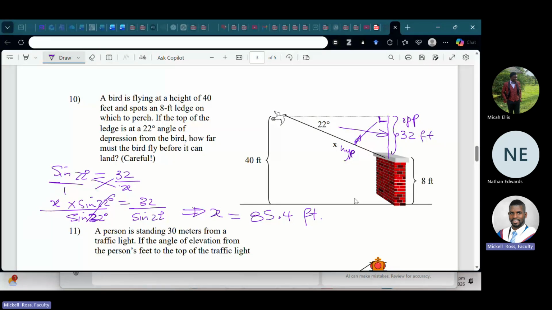So in order for the bird to land on this perch safely, the bird must fly a total distance, approximate distance, I should say, of 85.4 feet. All right. So we're going to be looking at some of the worded questions now and how to get the diagram and solve the question from the worded question.